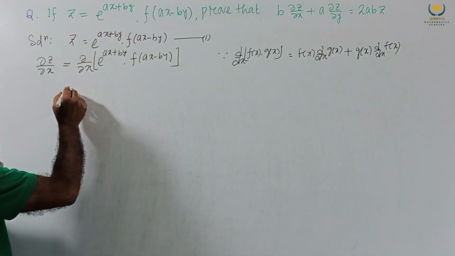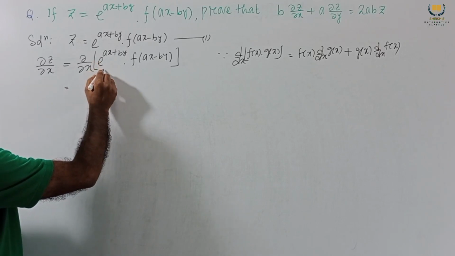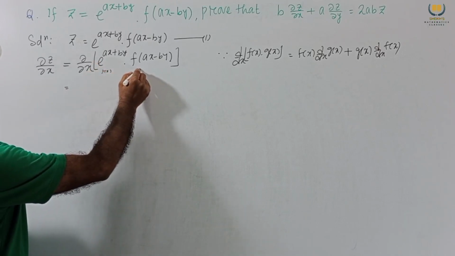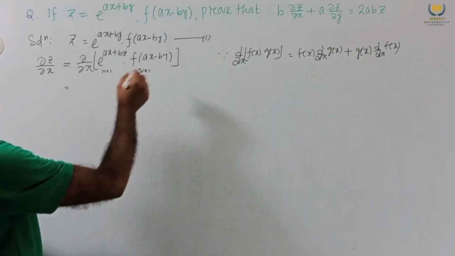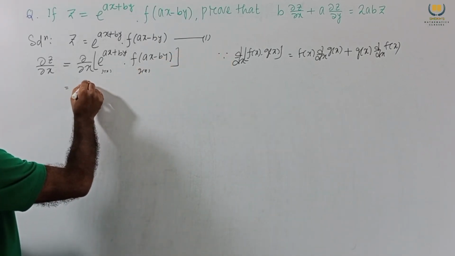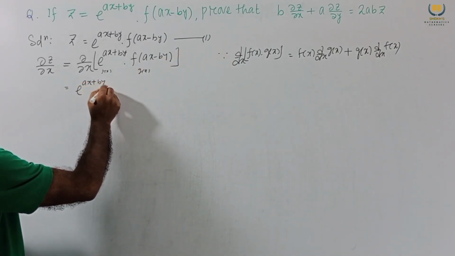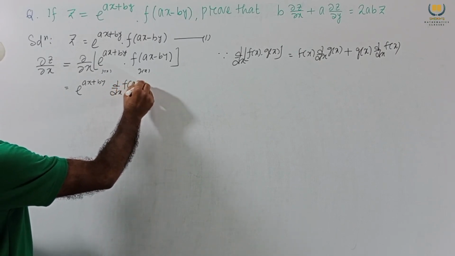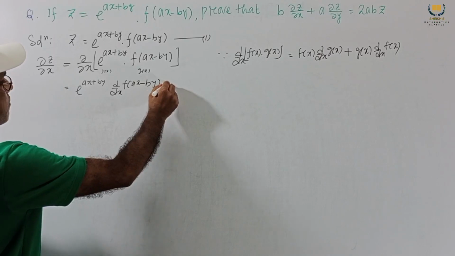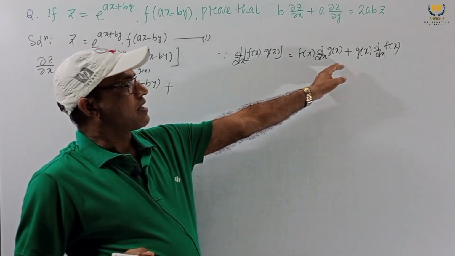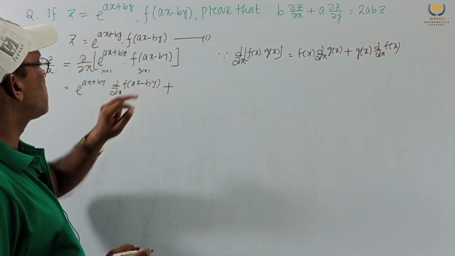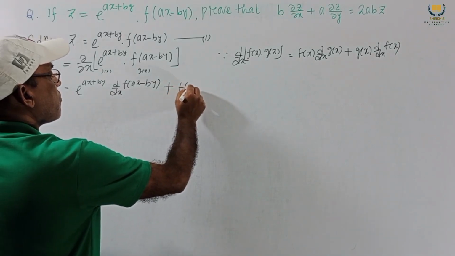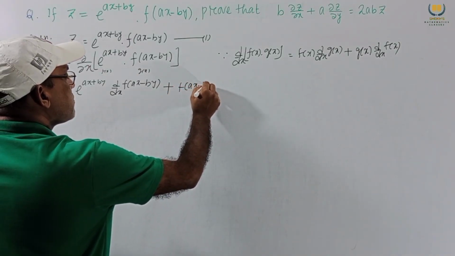So here using this formula, this is our first function, that means this is f(x), and this one g(x). First is f(x), e to the power (ax plus by), d/dx of f of (ax minus by) plus, this is plus. Next g(x) means this one, f of (ax minus by).